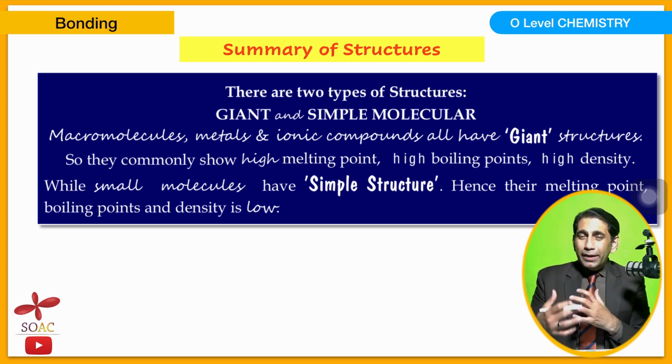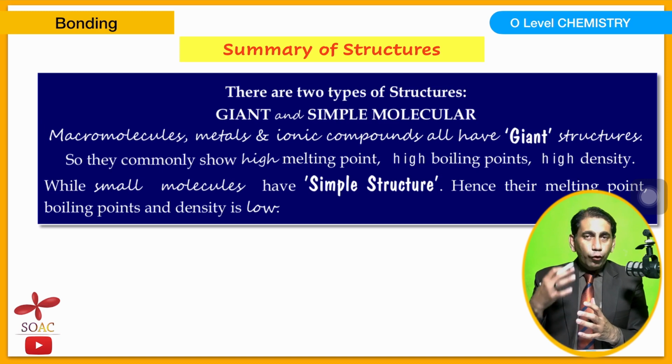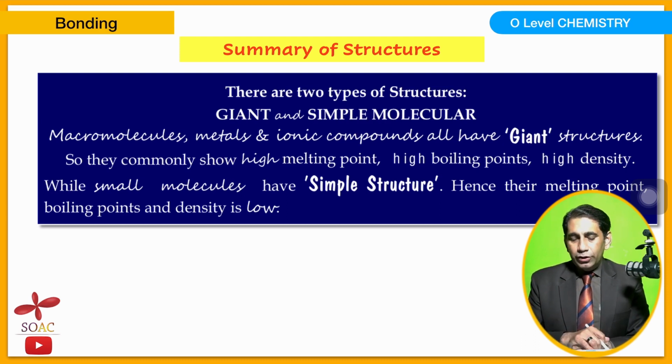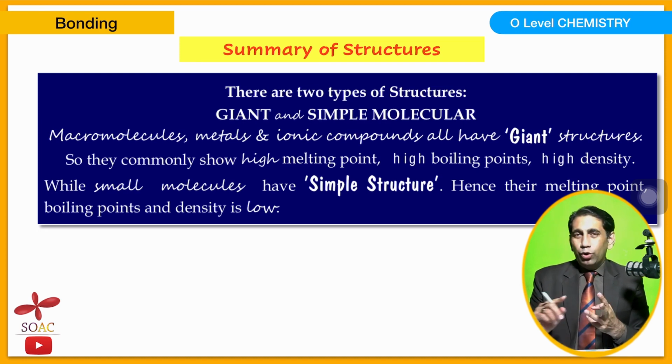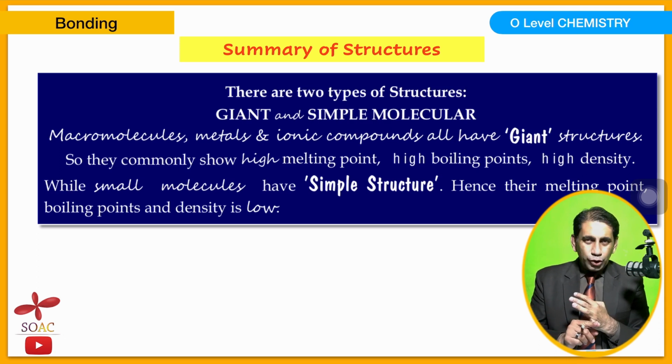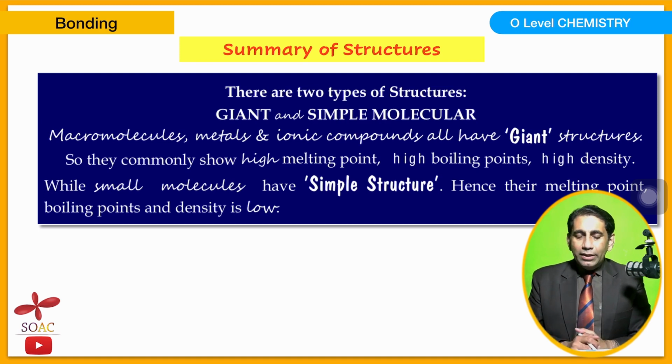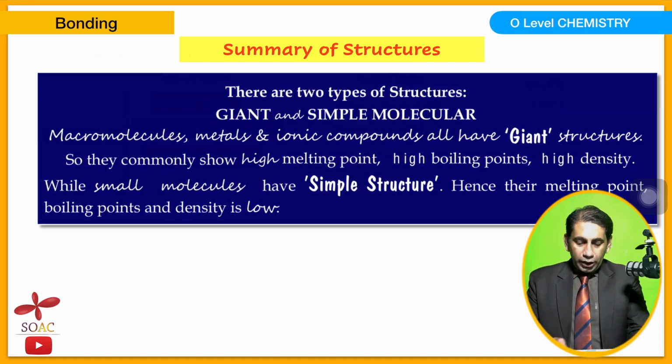And typical macromolecules, those are four in your syllabus: diamond, graphite, silicon, and silicon dioxide. All these also have giant structure. The other one is simple molecules like H2O, like NH3, like O2, like nitrogen, N2, like chlorine gas, Cl2, like HCl, like sulfuric acid, H2SO4, like organic compounds. They all have simple molecular structure.